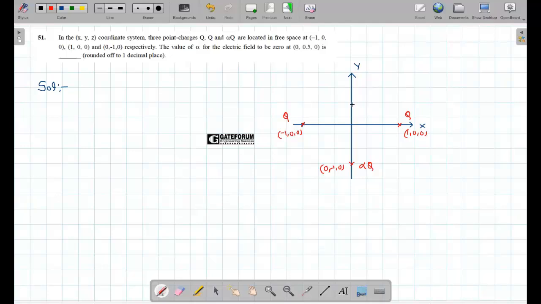And we have to determine the field at 0, y. We have to find the field at this point, so this is 0, 0.5. Okay, so let us see how the field lines will be.